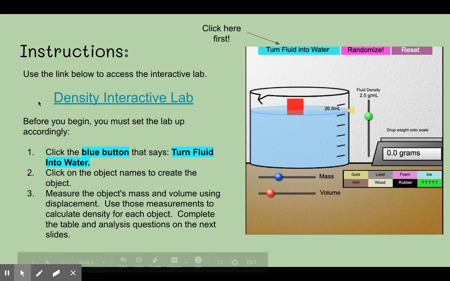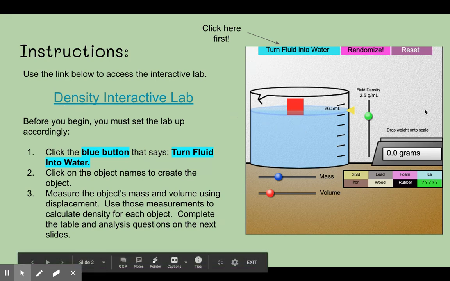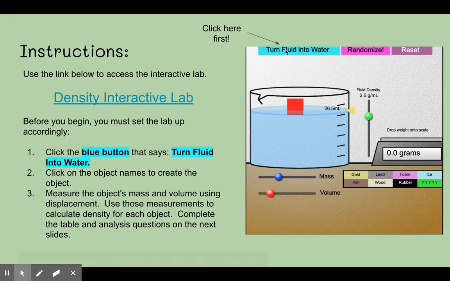Before you begin, you must set up your lab accordingly. You're going to click the blue button at the top that says turn your fluid into water. So once you get to the lab, you're going to see this picture. This is what your lab is going to look like. You must click this button up here that says turn your fluid into water. If you don't, your measurements are going to be off when you calculate your volume using the displacement method, and therefore your density numbers are going to be off as well. So please ensure that you have this clicked.